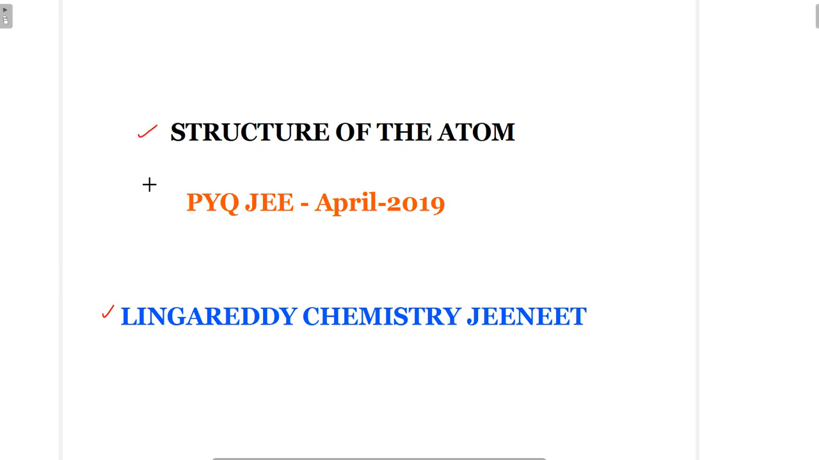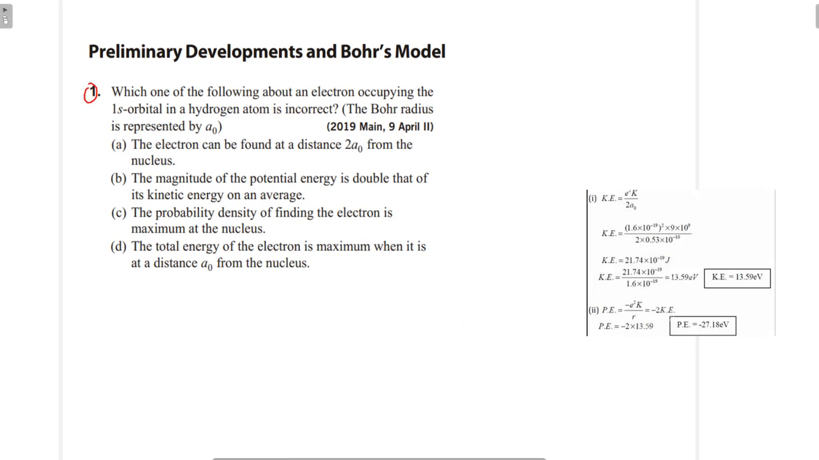Structure of the atom, JEE PYQs April 2019 questions we are going to discuss now. Question number 1. Which one of the following about an electron occupying the 1s orbital in a hydrogen atom is incorrect? Incorrect statement we have to select. The hint is given. The Bohr radius is represented by A0. Okay, the first option: the electron can be found at a distance 2A0 from the nucleus.